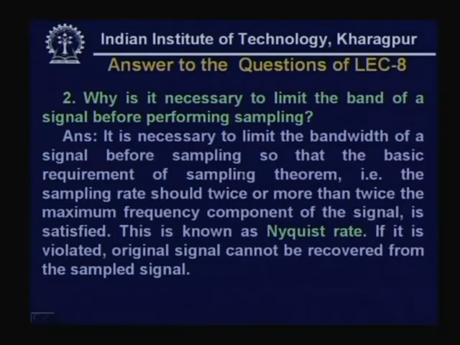Second question was, why is it necessary to limit the bandwidth of a signal before performing sampling? Answer is, it is necessary to limit the bandwidth of a signal before sampling, so that the basic requirement of the sampling theorem, that is the sampling rate should be twice or more than twice the maximum frequency component of the signal, is satisfied. This is known as the Nyquist rate, as I have already discussed. If it is violated, the original signal cannot be recovered from the sampled signal. So, it will suffer some kind of distortion, which is known as aliasing error.